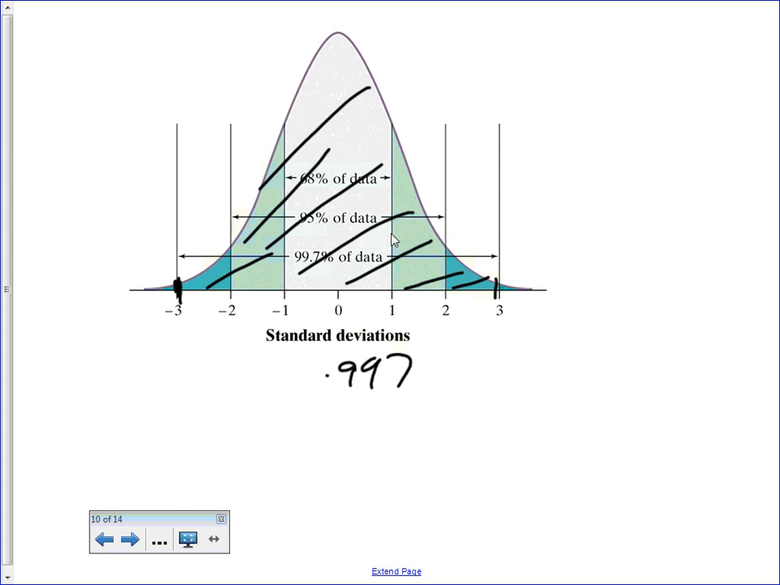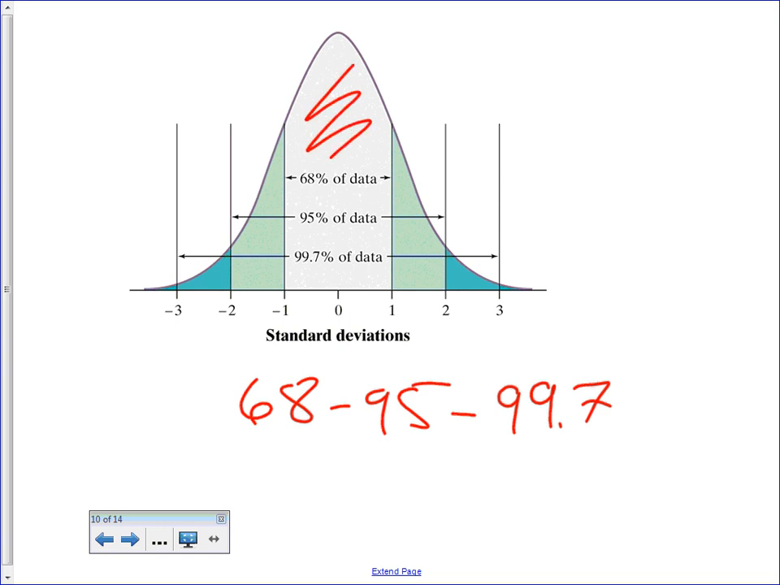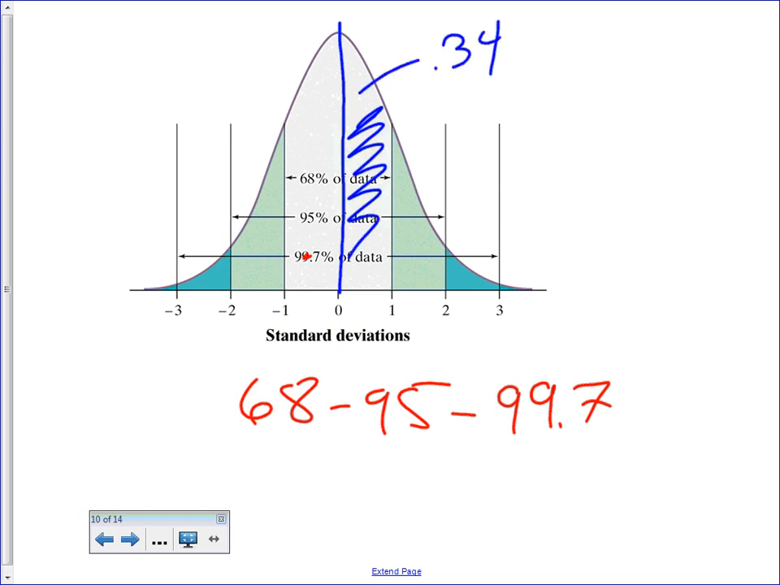And so early on, we need to memorize 68, 95, 99.7. Now the other thing is these are pieces. The graph is symmetrical. So if this area in red is 0.68, then this half of that area is 0.34, just 68 divided by 2.